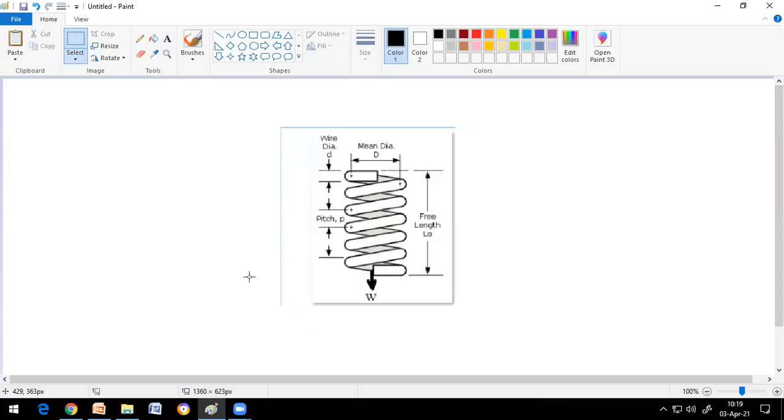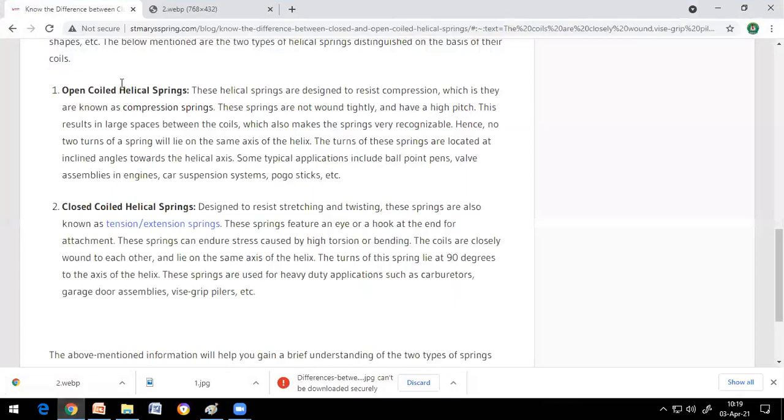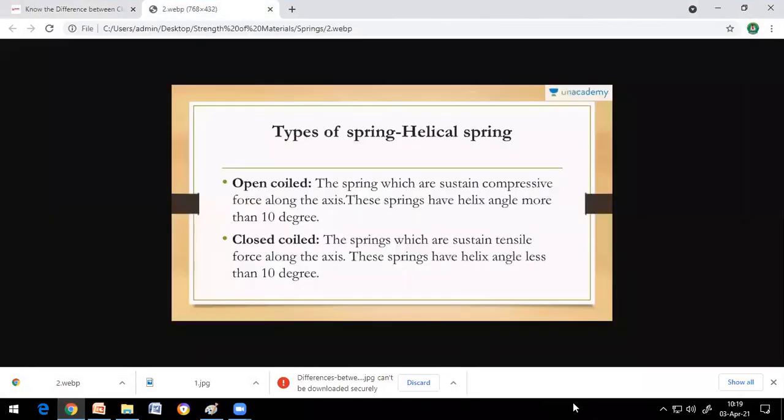See, I think in the previous class we have discussed closed coil helical spring, which is a torsional spring. So today we are going to discuss open coiled helical spring. The major difference between open coiled helical spring and closed coil helical spring, I will give you a bit more information about that. Okay, so let's see this image.